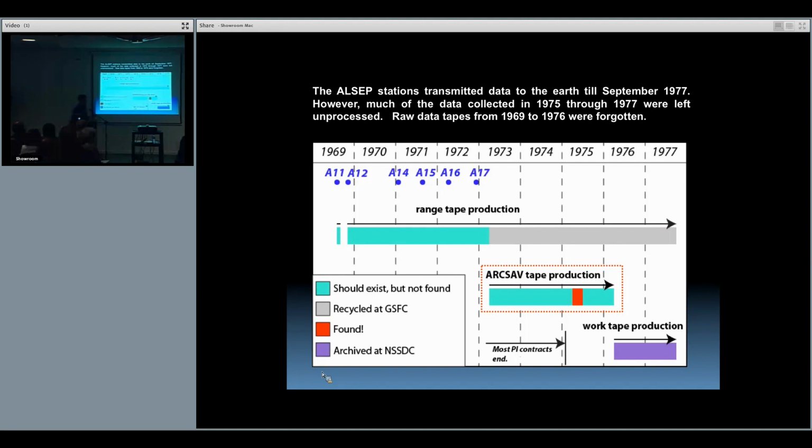Basically, there are a number of researchers now who have new ideas. They want to re-examine the ALSEP data, and that requires reprocessing of the raw data, but they don't have access to the raw data. That motivated us to start hunting down the raw data from those periods, especially the archive data, because archive tapes are digital masters that included the data from all the instruments.